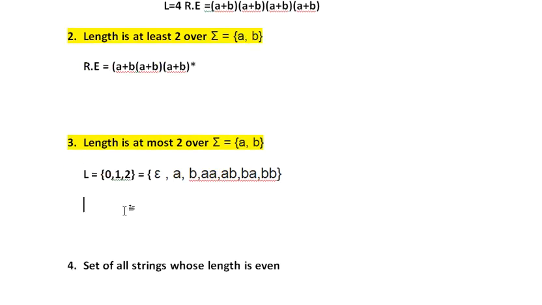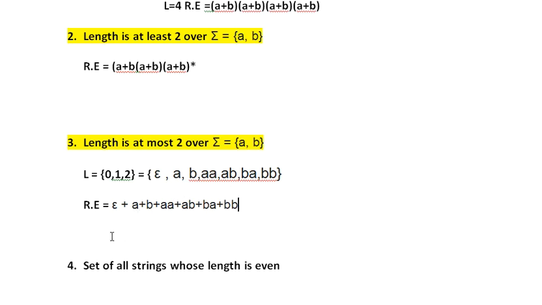Okay, so if I have to write down the regular expression, how do we find it? You have to find the union of all these strings. So first of all, I write down epsilon, correct? I am just increasing the font so it will be easy to see. Then I can use union of this: A, then B, then AA, then AB, then BA, then BB. Clear? So this is how we find this.